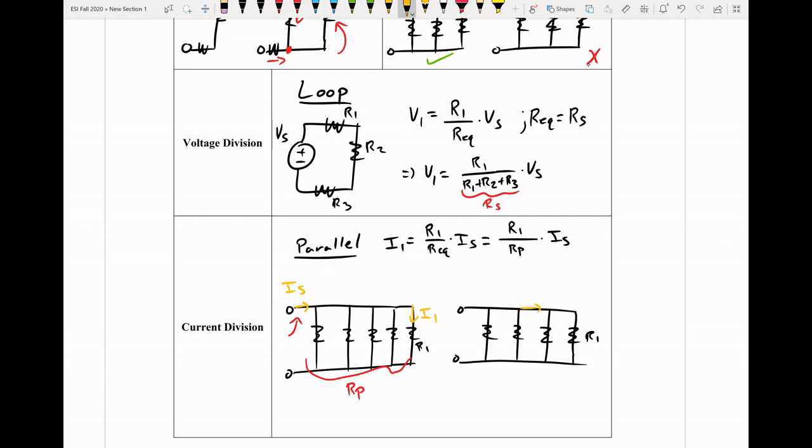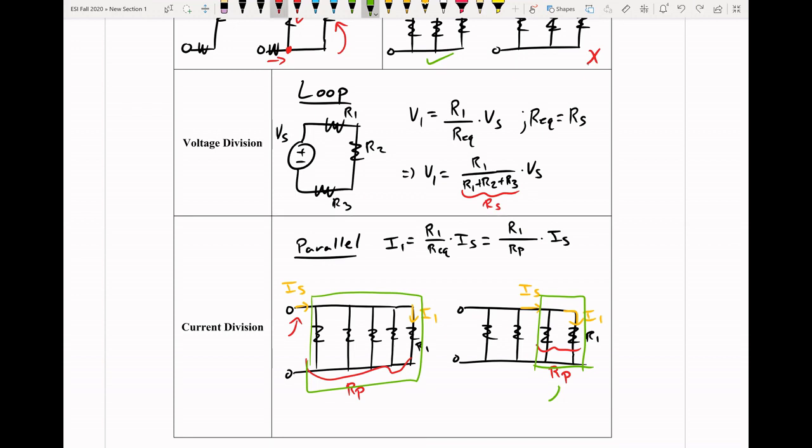Where we know our I source is coming this way, and we want to find this I1 now. Now, this is our R parallel, okay? It's only the resistors that are involved with the current that's being broken up. So you can see that the current is being broken up here, so we need to include all of these resistors. But if you look here, it's only being broken up across these two. So you're only going to use those two.